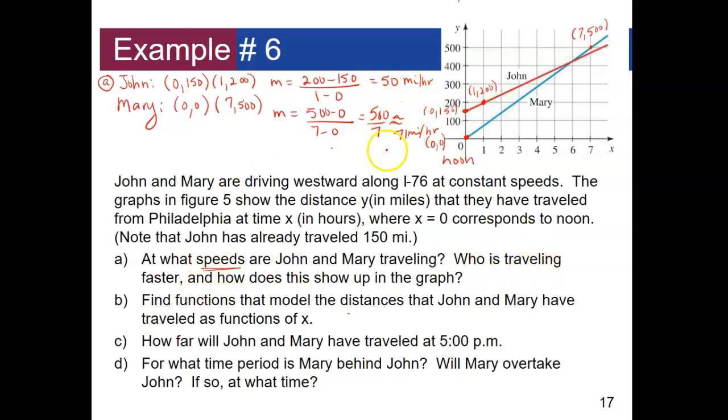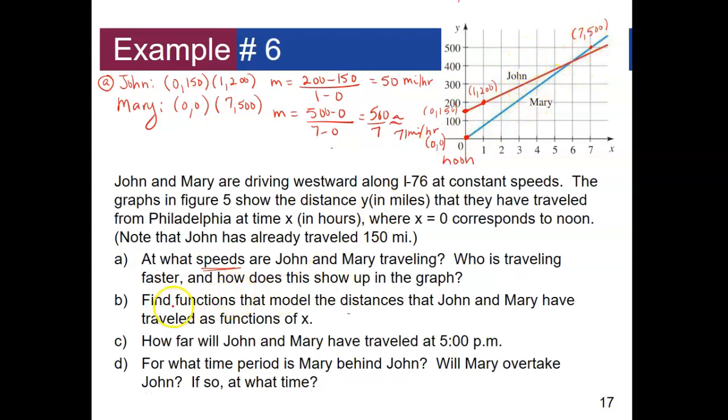Obviously, Mary's traveling faster because she has a steeper slope, and that shows up just by looking at the graph. It's got a steeper rise over run. So even though John starts out ahead of Mary, Mary's able to overtake John at some point here.